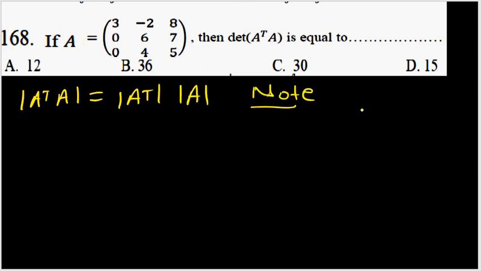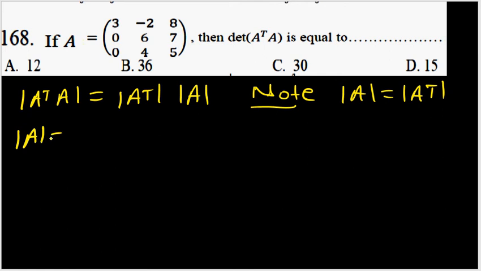Next question. It says if the matrix A given, what will be the determinant of, again here, A transpose times A? The determinant of A transpose times A. This is the same as the determinant of A transpose times the determinant of A. And you need to remember, determinant of A is equal to determinant of A transpose. So let's find determinant of A first.